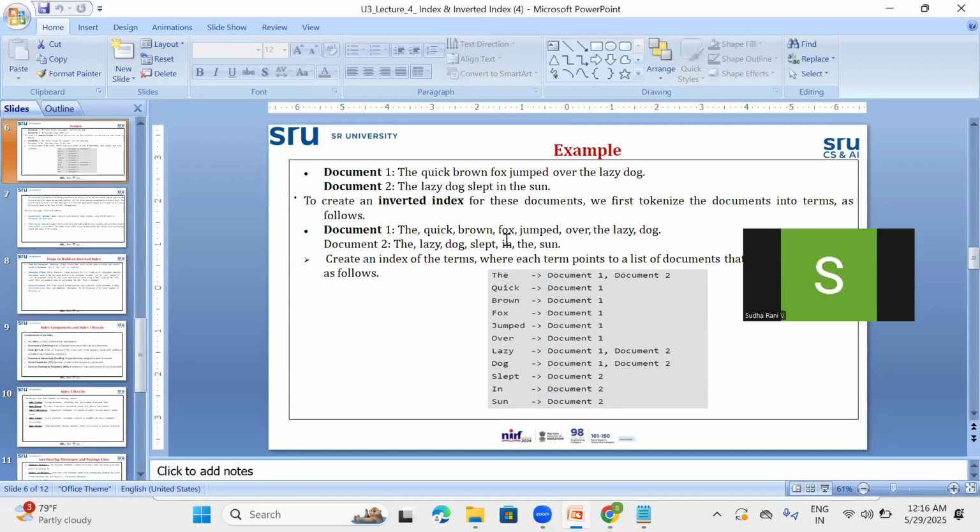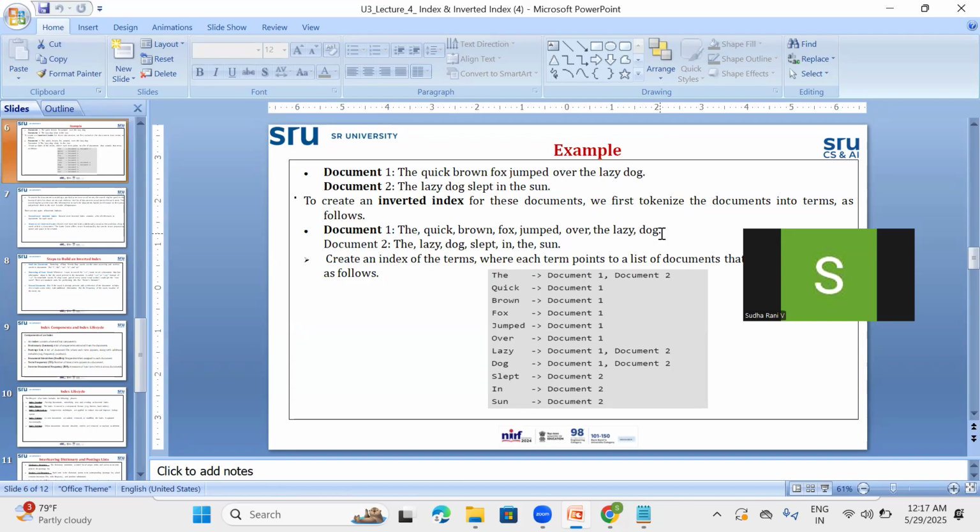Inverted index example. We are taking document 1. Here we have one sentence: The quick brown fox jumped over the lazy dog. Document 2: The lazy dog slept in the sun. To create an inverted index for these documents, we first tokenize the documents into terms as follows. For indexing, the first step is tokenization, where the sentence is divided into words. For the first document, we divide the sentence into words like the, quick, brown, fox, jumped, over, the, lazy, dog.